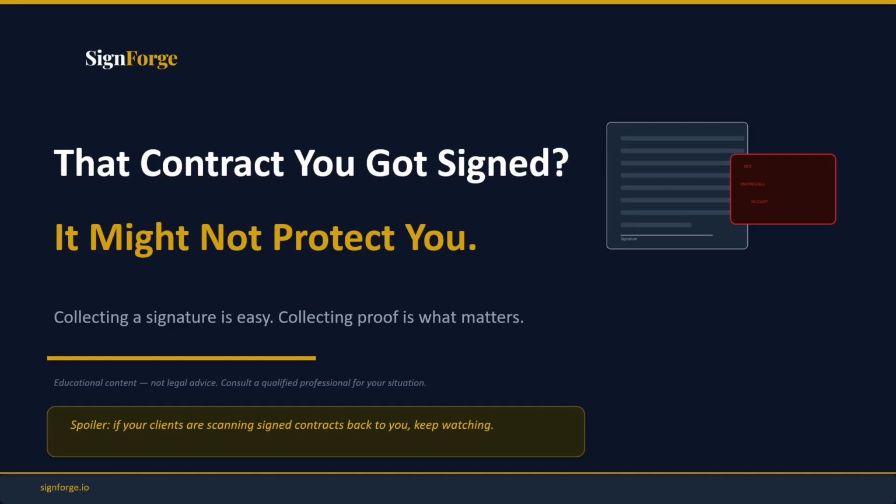Here is what most people don't realize. Collecting a signature is easy. Almost anyone will sign anything. But collecting proof that a specific person signed a specific document at a specific time and that nothing changed afterward, that's a different story. Most of the common ways we collect signatures today don't create strong evidence: no audit trail, no tamper detection, no reliable way to verify who actually signed.